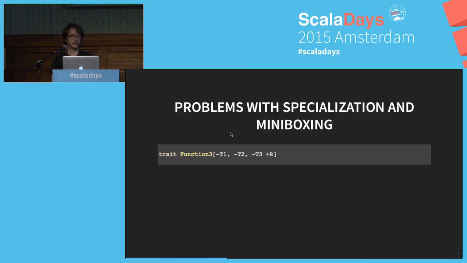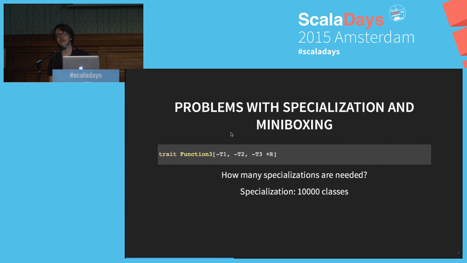Let's say we want to specialize a Function3. Function3 has 4 type parameters. Scala has 10 primitive types. How many specializations are needed here? If you use specialization, it means that for every type parameter you need 10 implementations. You have 10,000 classes. If you use Miniboxing, it needs 3 implementations for every type parameter, so you'll need only 81 classes.